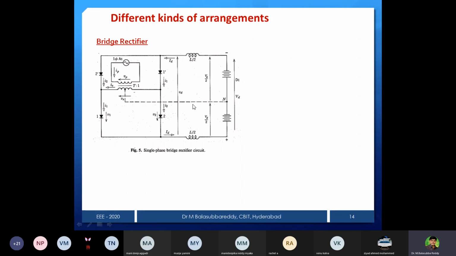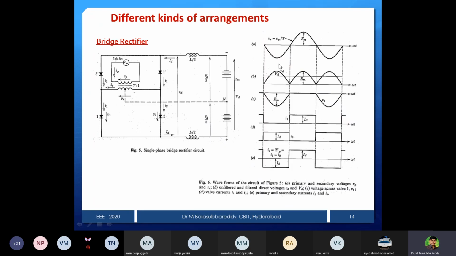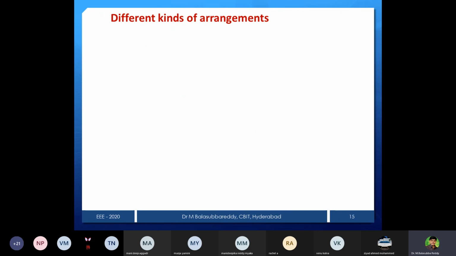Just for understanding before going to our main analysis, you can notice what problem is overcome here. Earlier, with a midpoint, if any one device is conducting, the other device will see 2 Vm peak inverse voltage. But now, in the bridge fashion, we don't use any transformer midpoint over here, and that is the reason we get only Vm as our peak inverse voltage. So that is another advantage.